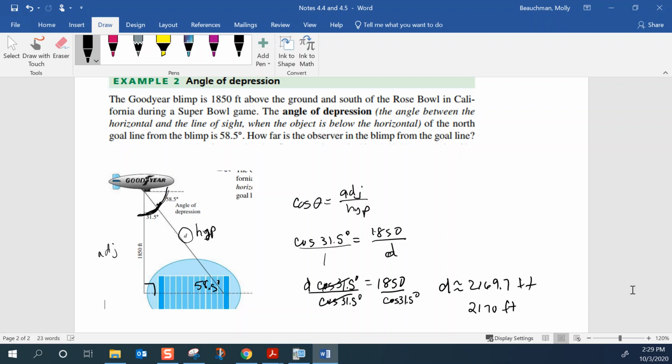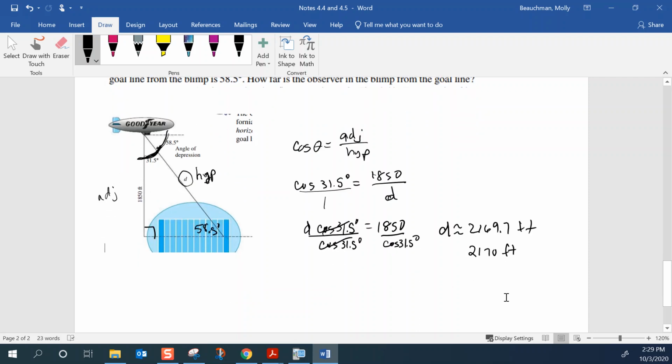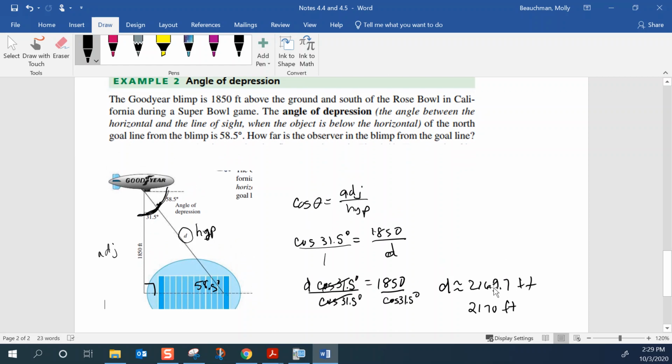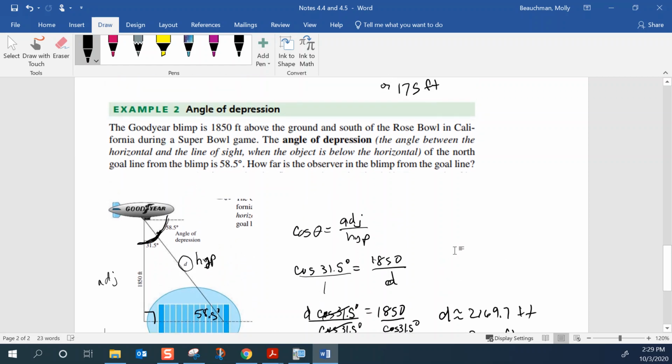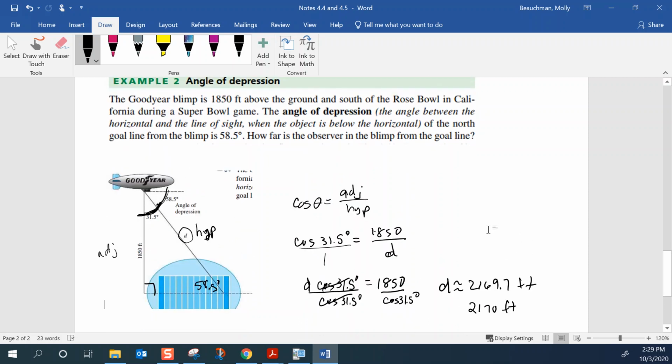All right, so those are two examples of using right triangles. You'll have other questions that are not just angle of elevation and angle of depression, but the solving is the same. Draw a picture, label what you have, label what you don't have, and then use a trigonometric function ratio to solve.